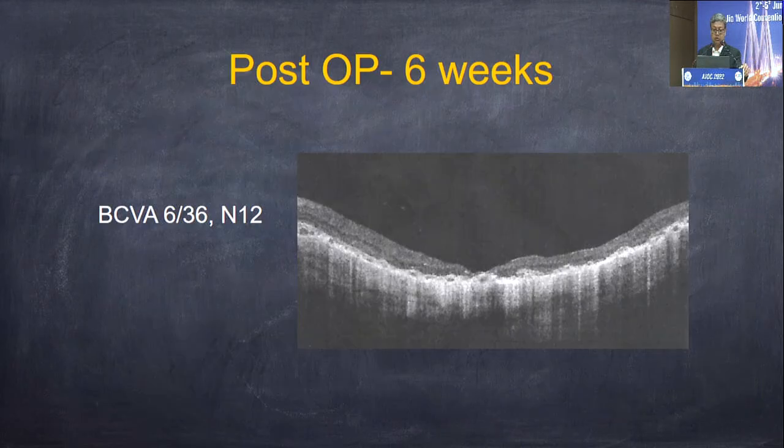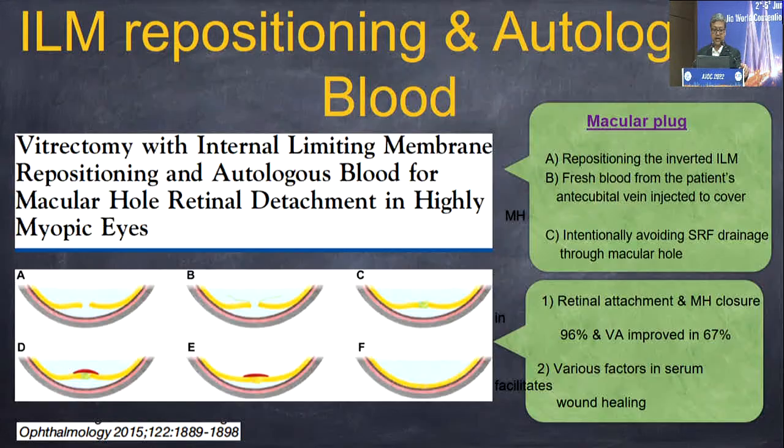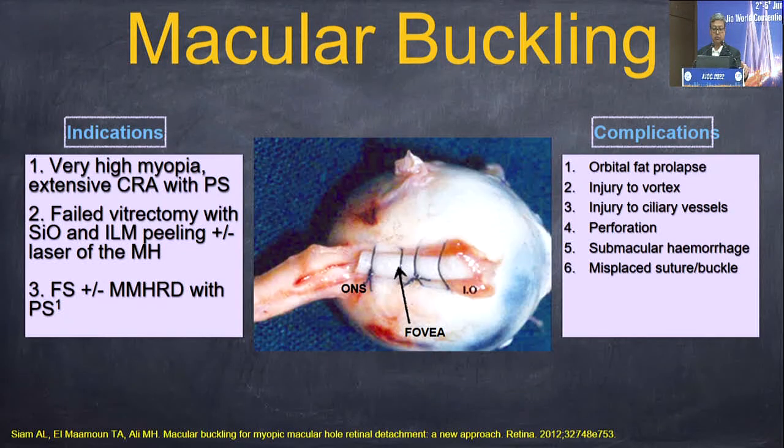So this is the outcome after 6 weeks. Vision has improved, but you can notice there is a very thin fovea, so we do not expect a much better outcome in this kind of case. Other things are also described, like posterior buckle, macular buckle. I don't have any personal experience of that, but it has a lot of complications. It has a steep learning curve also.